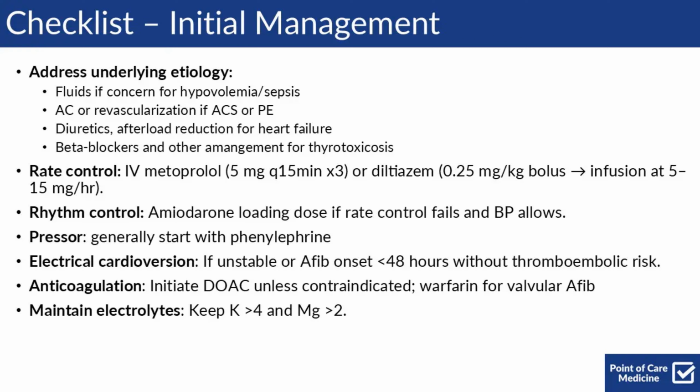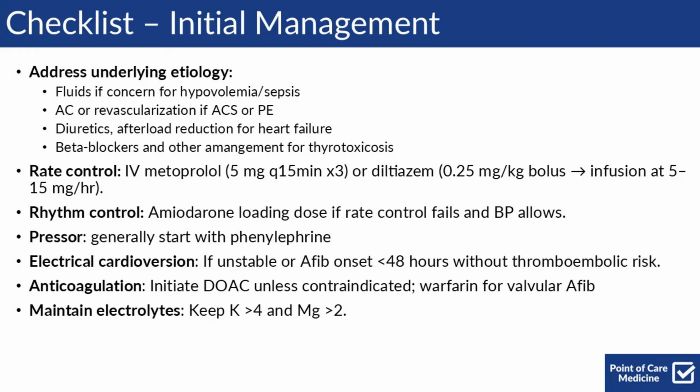For rate control, consider intravenous metoprolol, 5 milligrams every 15 minutes, up to 3 doses, or diltiazem, 0.25 milligrams per kilogram bolus, followed by an infusion at 5 to 15 milligrams per hour. If rate control fails and blood pressure allows, consider an amiodarone loading dose for rhythm control. If needed, generally start with phenylephrine for pressure support.